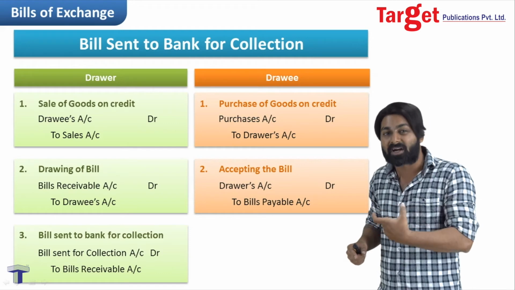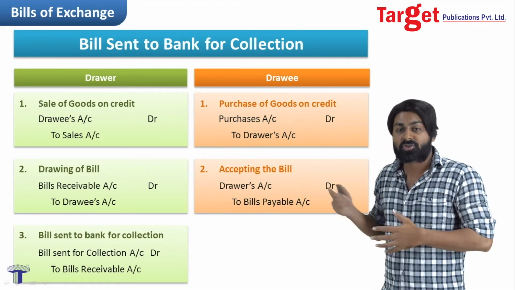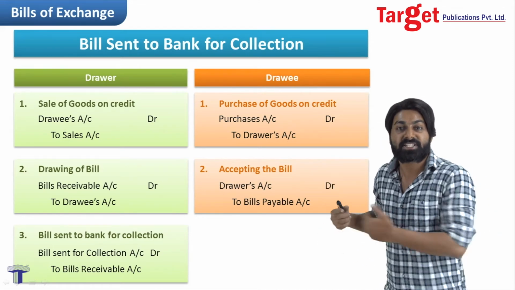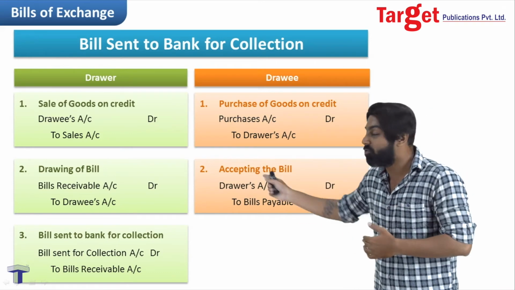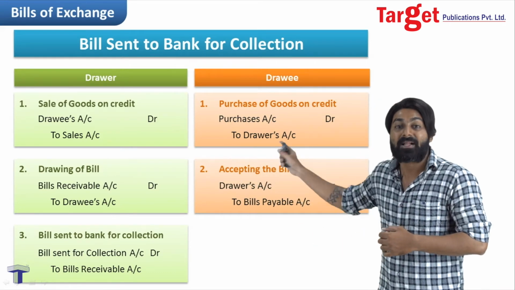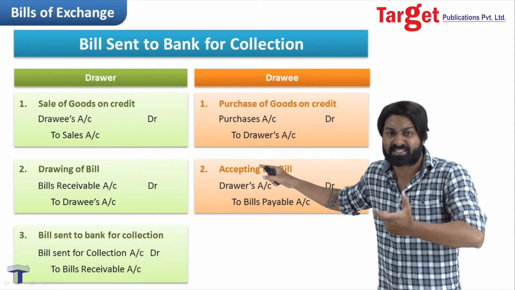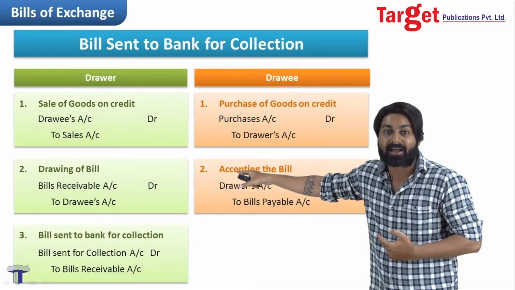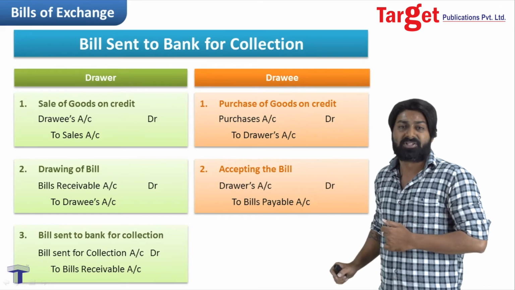Now this is a temporary account. It will automatically get cancelled once the bill becomes honored. So bill sent for collection account debit to bills receivable. Why bills receivable credit? Because bill is going out, so credit what goes out, bills receivable credit. And bill sent for collection debit because debit the receiver. Here bill sent for collection account represents that particular bank to whom we are sending bills, so ultimately it is bank. So bill sent for collection account debit to bills receivable account.